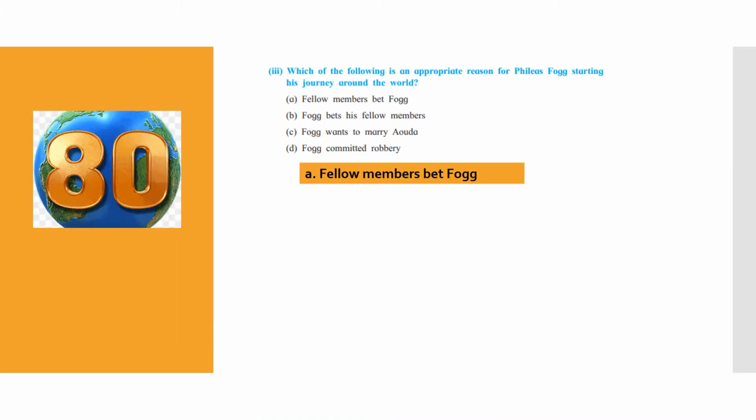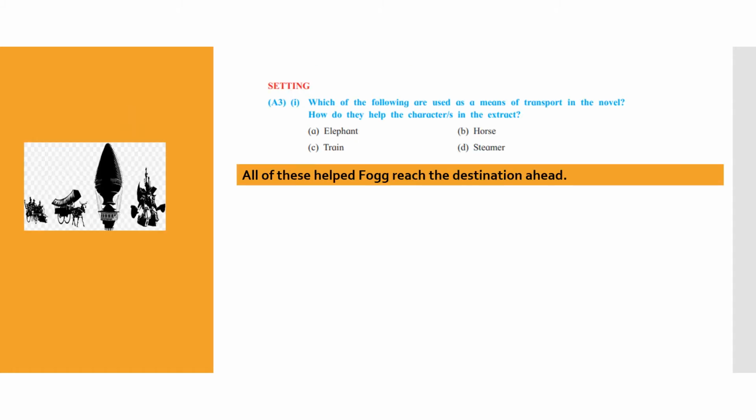Question 3. Which of the following is an appropriate reason for Phileas Fogg starting his journey around the world? The correct answer is fellow members bet Fogg. Question number 3, Setting. Which of the following are used as a means of transport in the novel? How do they help the characters in the extract? A. Elephant, B. Horse, C. Train, D. Steamer. The answer is all of these help the characters Mr. Fogg, Felice, Mr. Passepartout, and Miss Auda to reach the destination ahead.